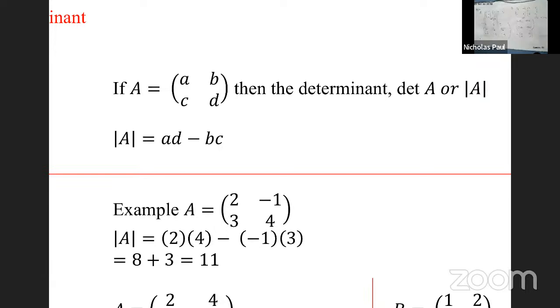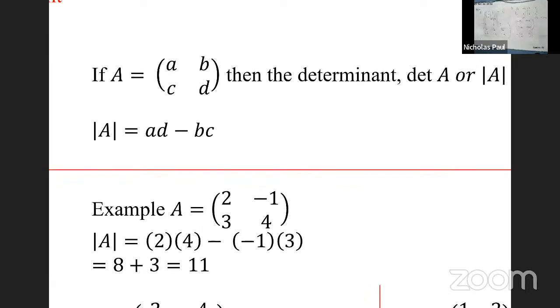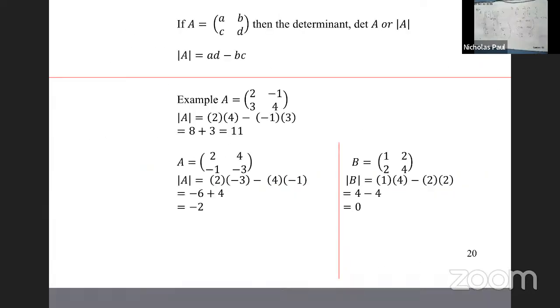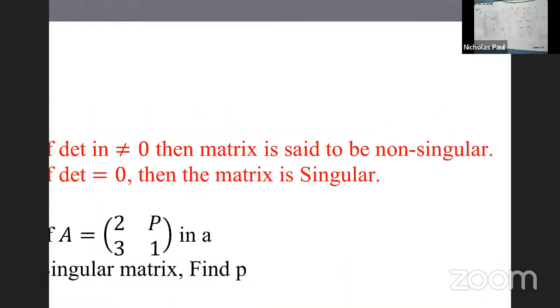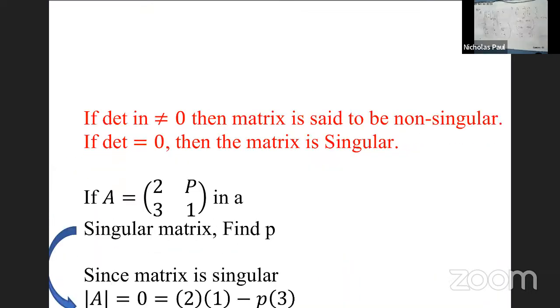You're seeing that there? Look at the simple example underneath. 2, minus 1, 3, 4. Its determinant is 2 by 4 minus minus 1 by 3, and they got 11. If by chance you work it out and you get the determinant to be 0, that matrix is said to be singular. If the determinant is not 0, then it's a non-singular matrix.